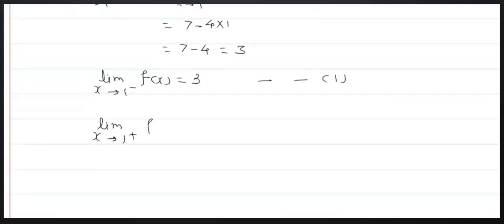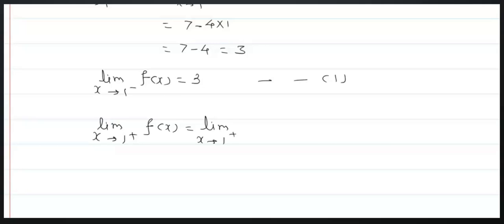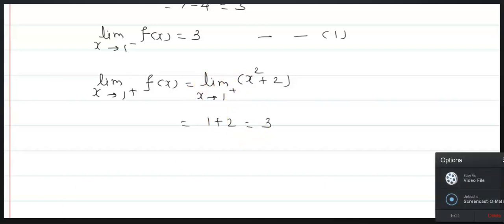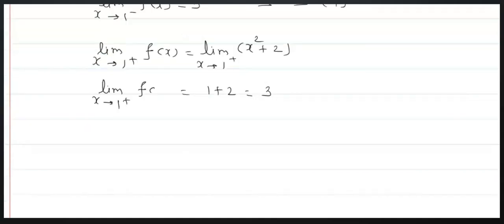Limit x tends to 1 plus, that is the right hand side limit. And for that, limit x tends to 1 plus, means what? X square plus 2. Replace x by 1, that is 1 plus 2, that is equal to 3. Now here both are equal. Left hand side limit is equal to the right hand side limit, and hence the limit of the function exists.